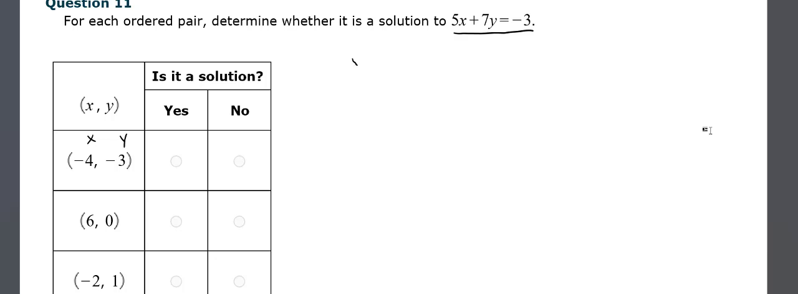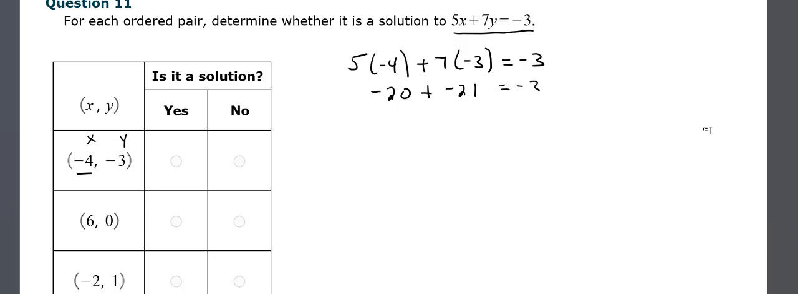So the first 5x, instead of x, it's telling us to use -4 plus 7 times the y value. In this case, the y value is -3. So 5 times -4 is -20. 7 times -3 is -21. And when we add the two together, that gives us -41, which is not equal to -3. Therefore, -4, -3 is not a solution.